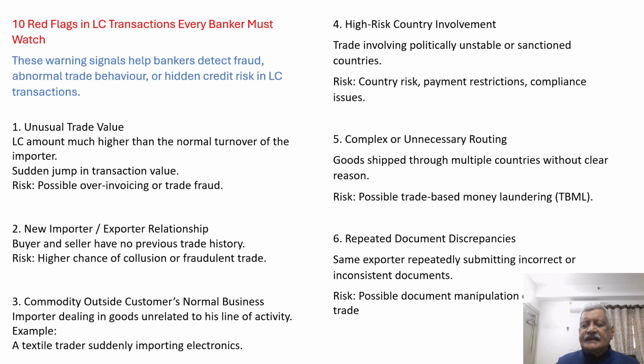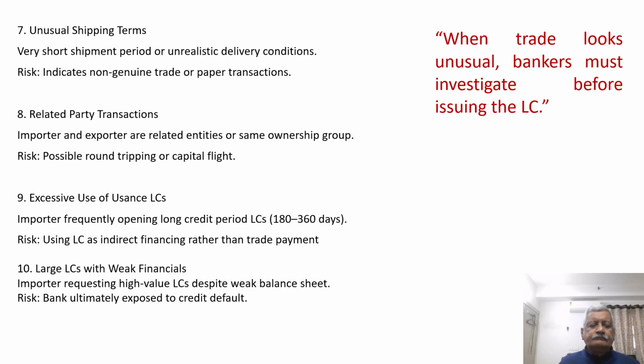5. Complex or unnecessary routing. Goods shipped through multiple countries without clear reasons. Risk: possible trade-based money laundering, TBML. 6. Repeated document discrepancies. Same exporter repeatedly submitting incorrect or inconsistent documents. Risk: possible document manipulation or lack of genuine trade. 7. Unusual shipping terms, very short shipment period or unrealistic delivery conditions. Risk: indicates non-genuine trade or paper transactions.